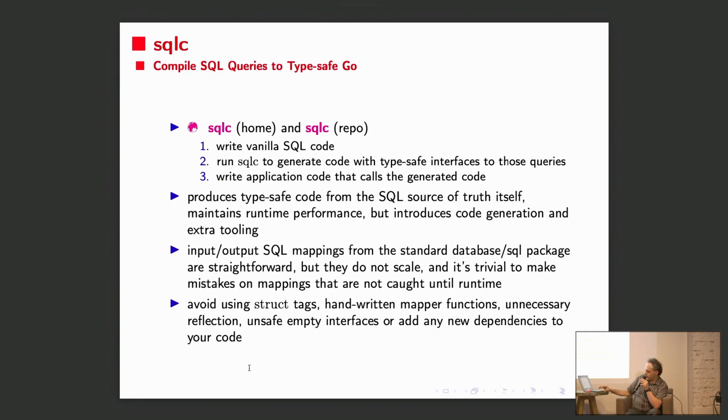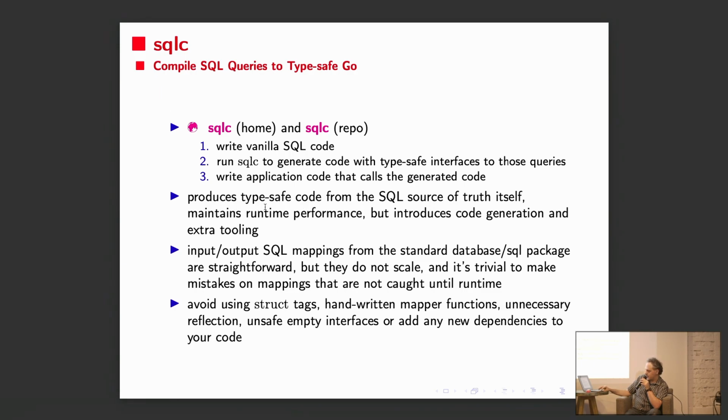Then we have SQLC, and it compiles SQL queries to type-safe Go. What you do here is write vanilla SQL code, which is standard SQL code. You run SQLC to generate code with type-safe interfaces to those queries, and you write application code that calls the generated code. So this is the sequence of transformation steps to achieve what you want through SQLC.